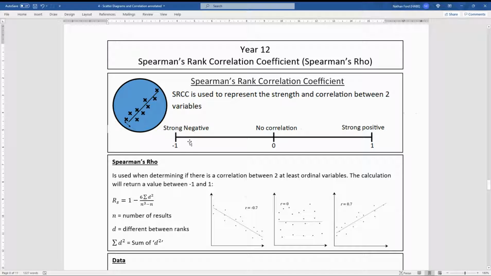So that's the first thing. You have this range of numbers. You can't have a correlation coefficient greater than 1 or less than -1.